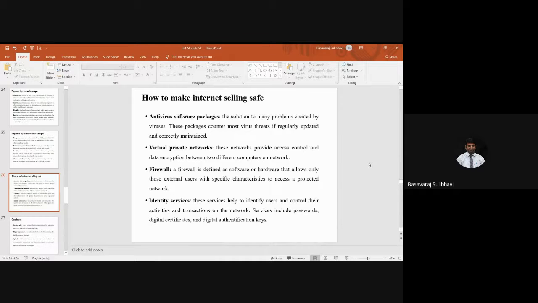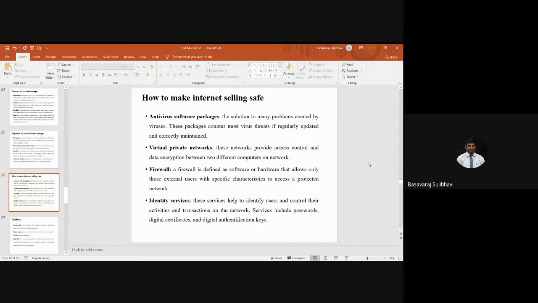Okay, so now next we have how to make internet selling more safe. One, you people can use antivirus packages, which will help you stop any threat of viruses affecting your device. And you can use virtual private networks, where you can have more control, and also we have technical data encryption between two different computers or other devices on the network.